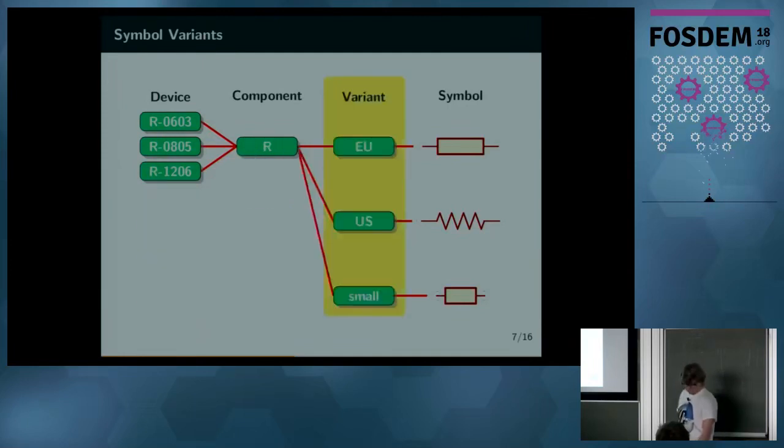So the solution of LibrePCB's is an entity called component symbol variant. So there is only one component for a resistor, and it can have as many representation variants as you like. So you can create one for the European symbol, one for the American, or whatever you want.